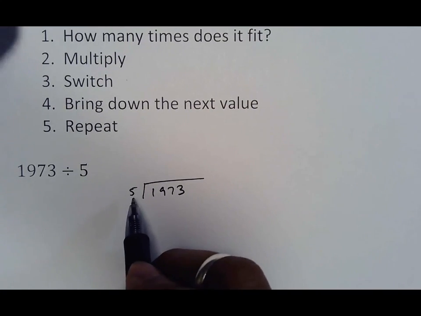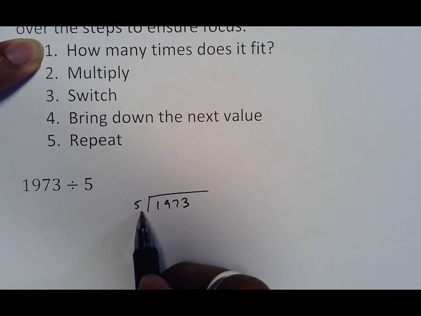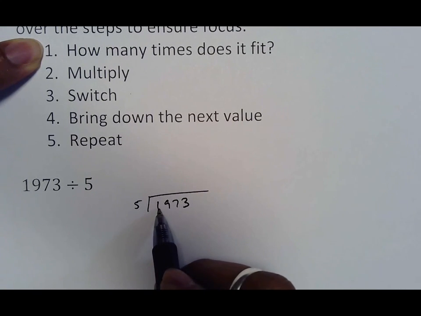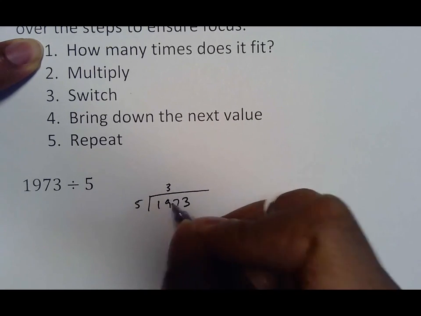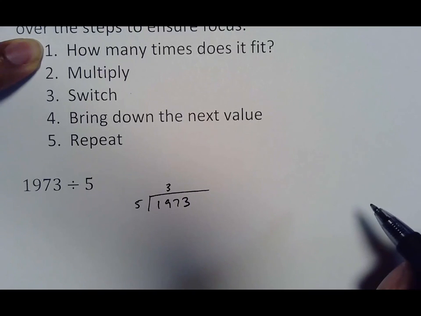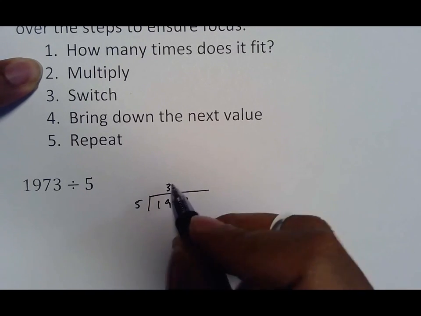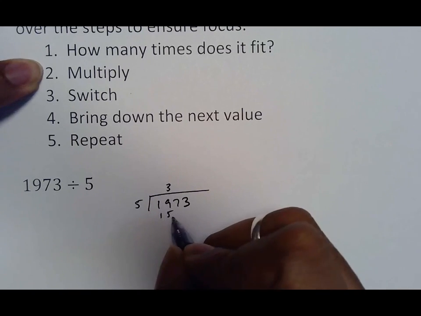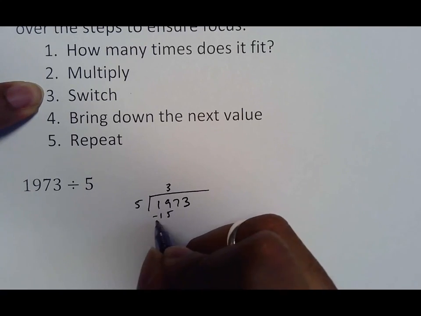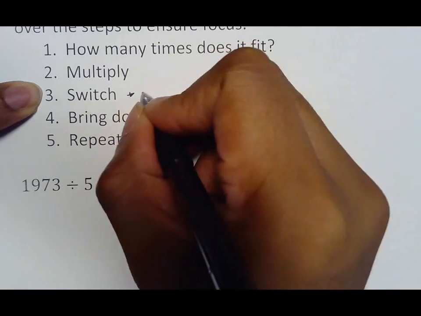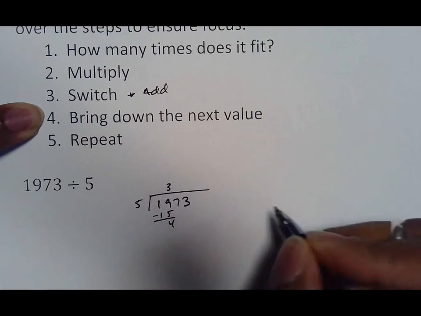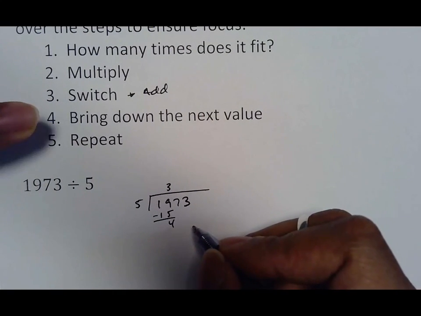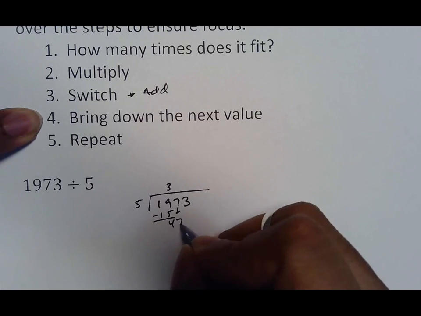So what I do is I ask myself, how many times does 5 go into 1? And yes, you're supposed to say 1. And it doesn't go into 1, so you move it over to 5 into 19, which is 3 times, and you put it over the 9 because it's going into 19. Then you multiply. 3 times 5, 15. Then you switch the number. Then you pretty much switch and add. Then bring down the next value, which is your 7.